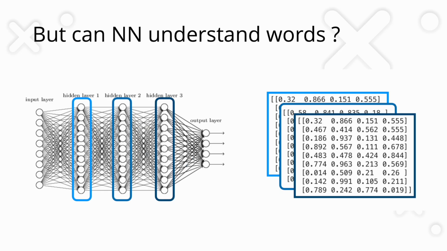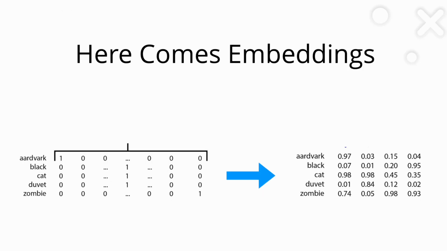But there is a problem: can a neural network understand words? Unfortunately, no, it only understands numbers. Computers understand binary digits, neural networks understand numbers, floating point numbers, right? So you have to supply them numbers. What is the way to convert text into a number?